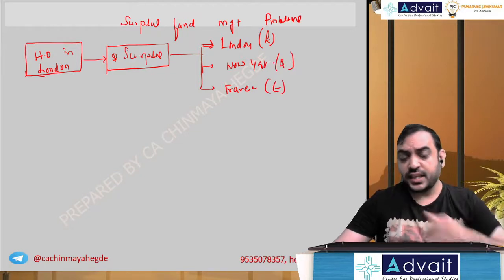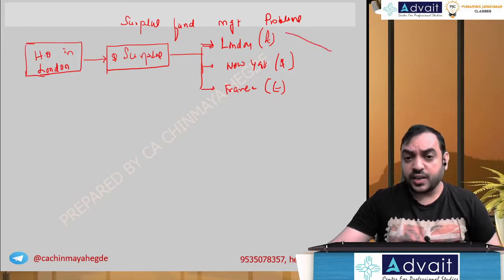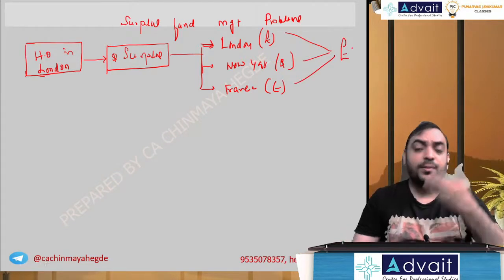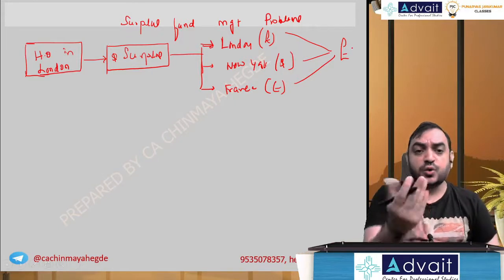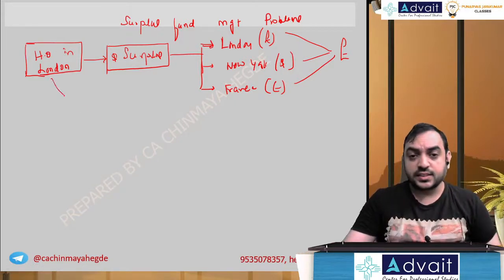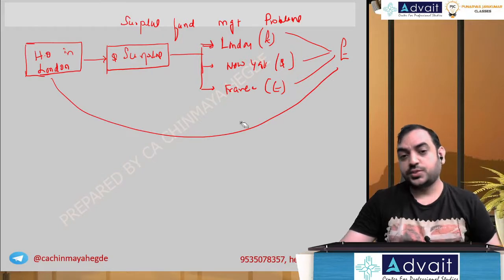So you can invest in any of these surplus options, and ultimately you have to come back to pounds. Why ultimately you have to come back to pounds? Because you are headquartered in London. So the final answer has to be in pounds.